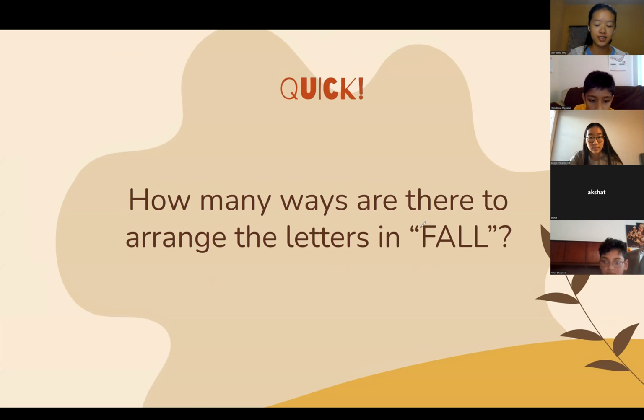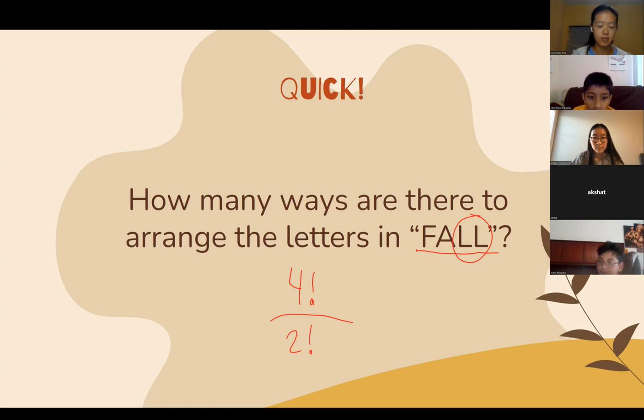Yay, I see lots of answers. So yeah, you guys got it. The answer is 12. And if you forgot how to do it, since there are 4 letters, you first do 4 times 3 times 2 times 1, which is 4 factorial. But because there are 2 repeated letters, remember that you have to divide by 2 factorial, put that in the denominator, in order to get the right answer. This would be 24 over 2, so that's just 12. So all of you got it, which means you remembered from last class. So good job.